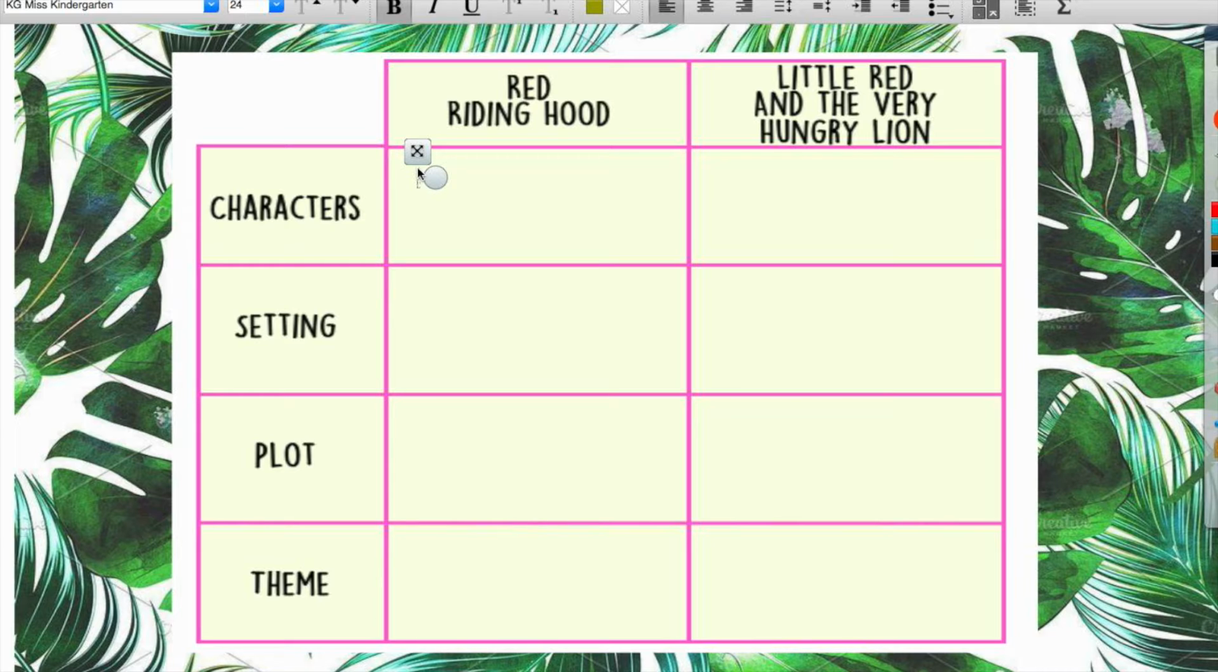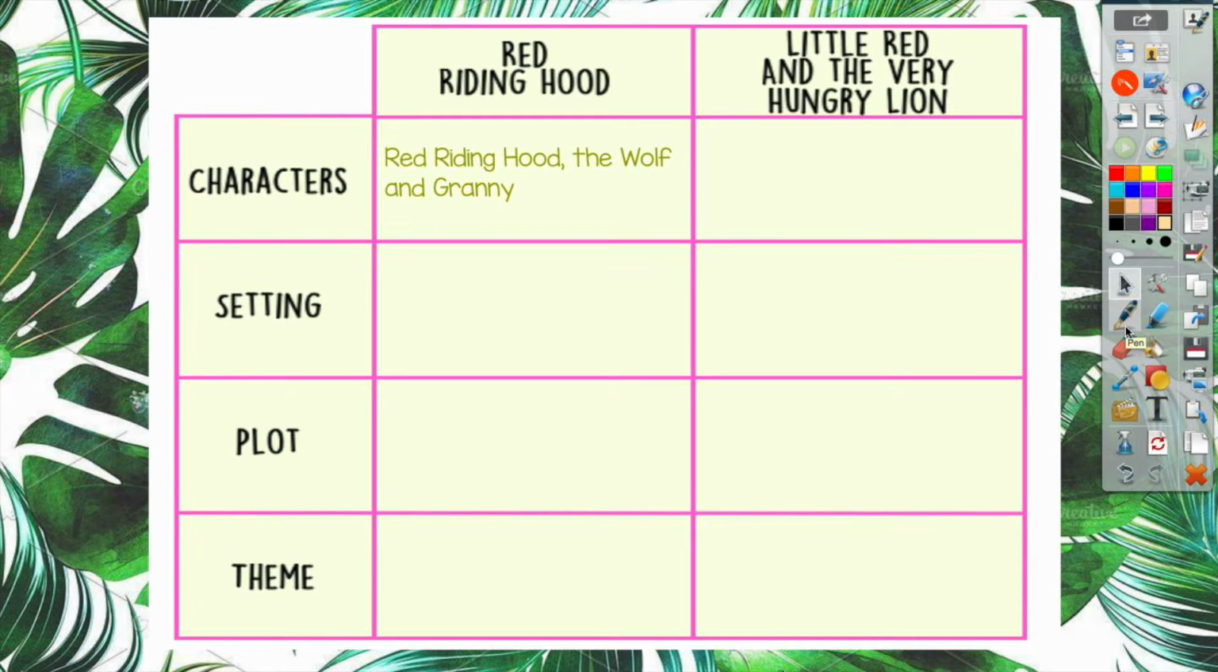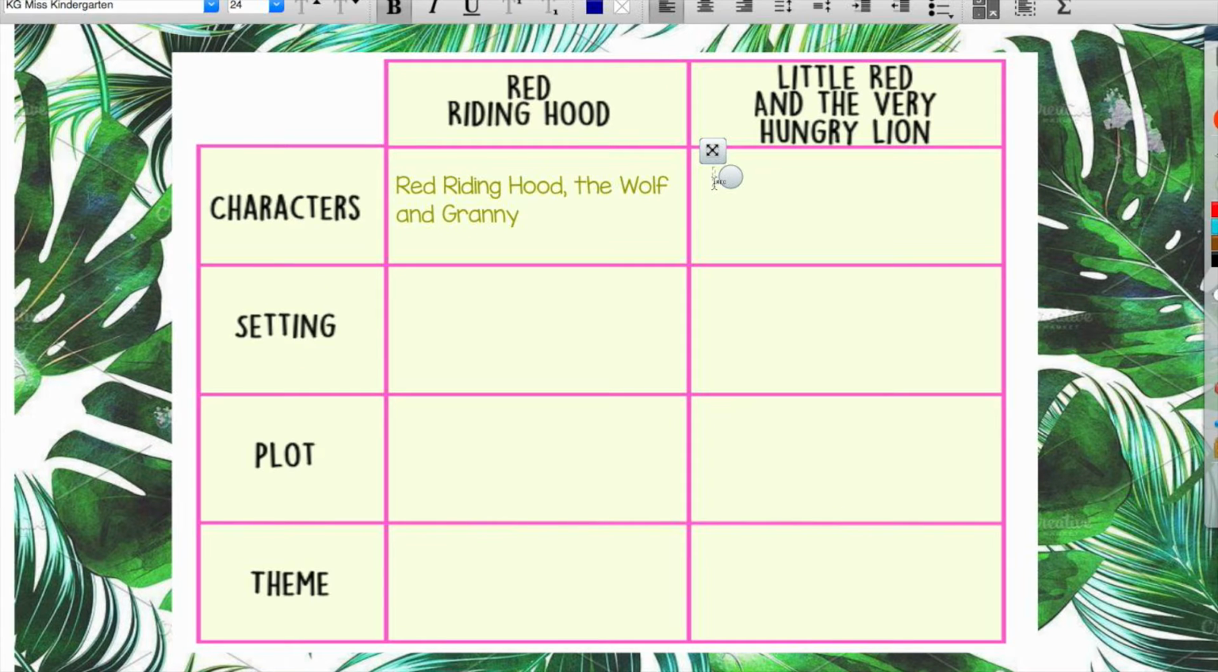So for this box, I'm going to write Red Riding Hood, the wolf, and Granny. Great job! Now let's think about the characters that we saw in Little Red and the Very Hungry Lion. In this story, we have Little Red, the lion, and her Auntie Rosie.